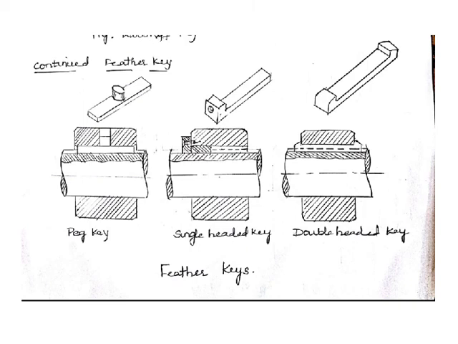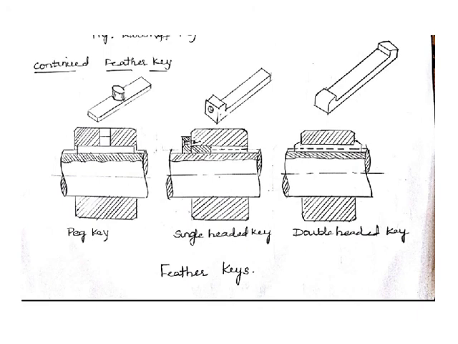The second figure is a single headed feather key. This key has a single head at one side, and it is attached to the hub by means of a screw. We can see a small hole wherein the screw will be inserted. The third type is a double headed key, which is also shown here. It has heads on either side of the key, that is, two heads are provided. That's why it is called a double headed feather key.